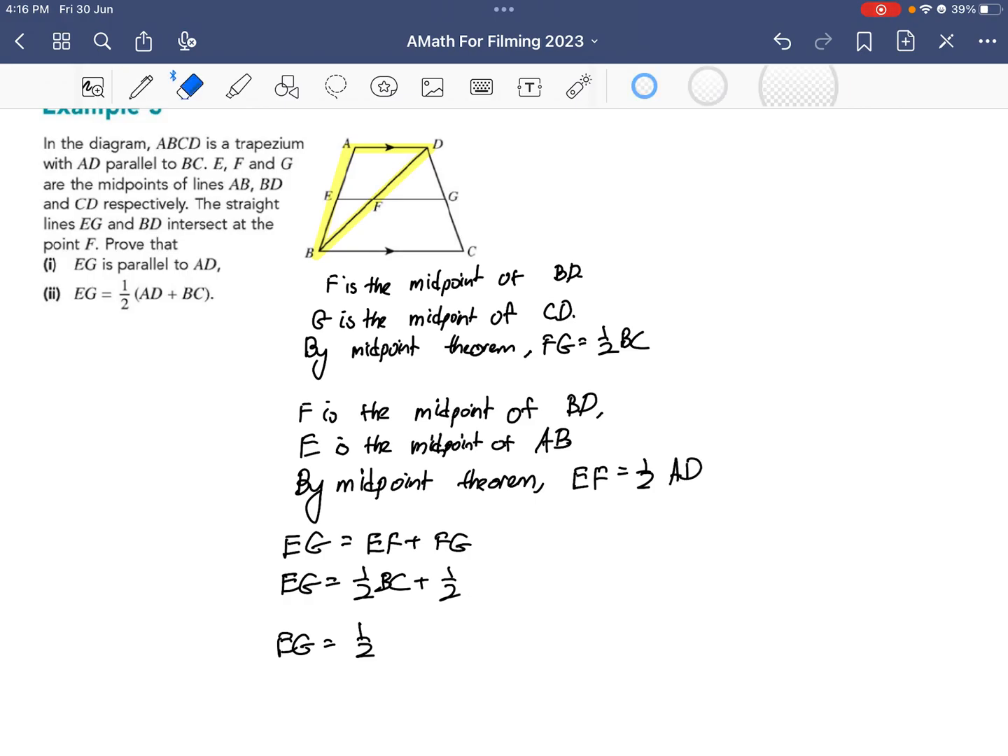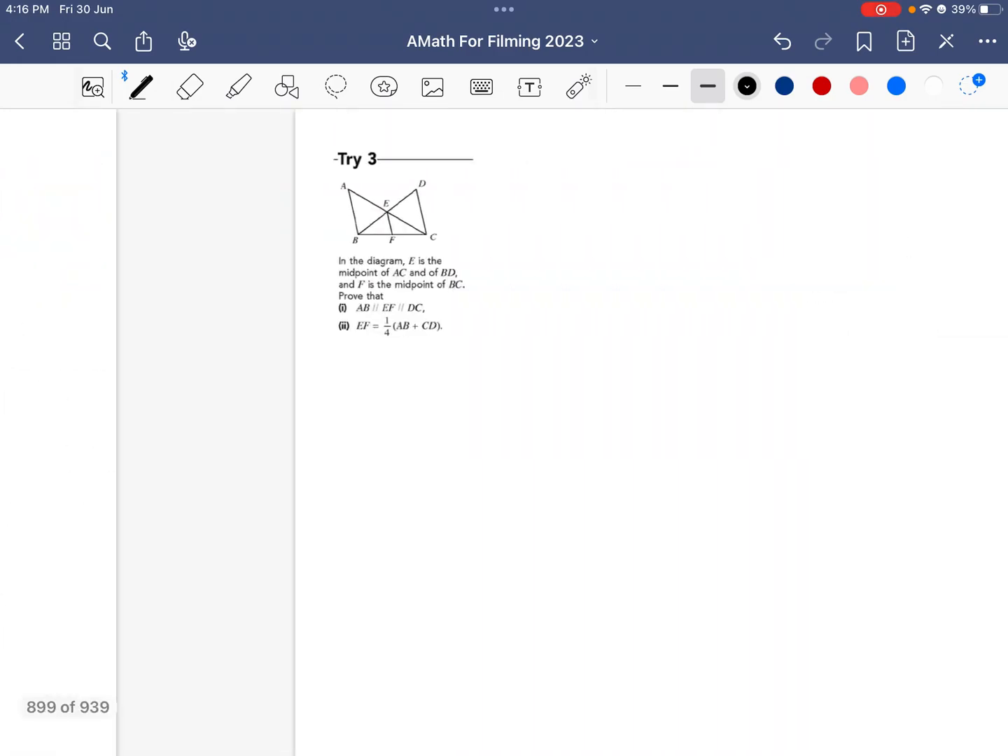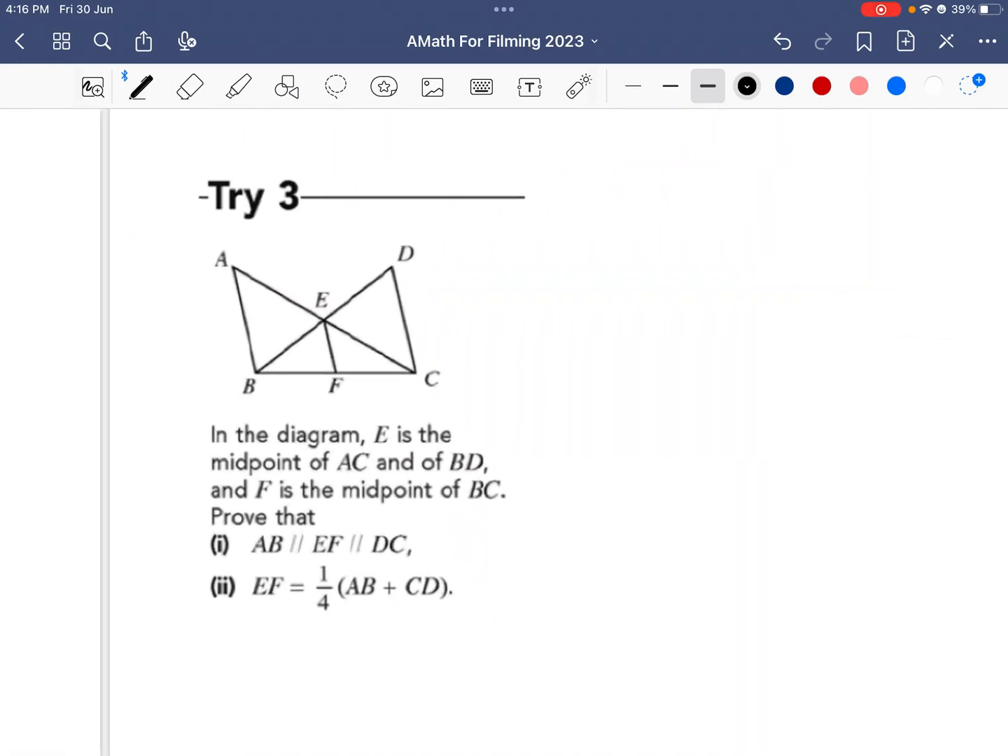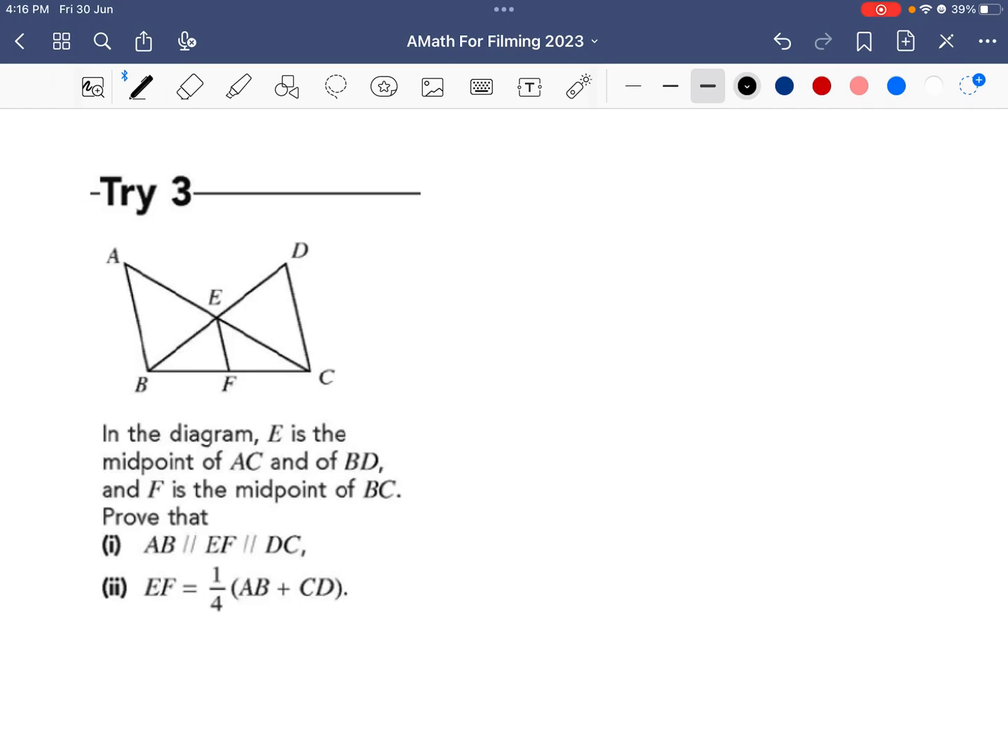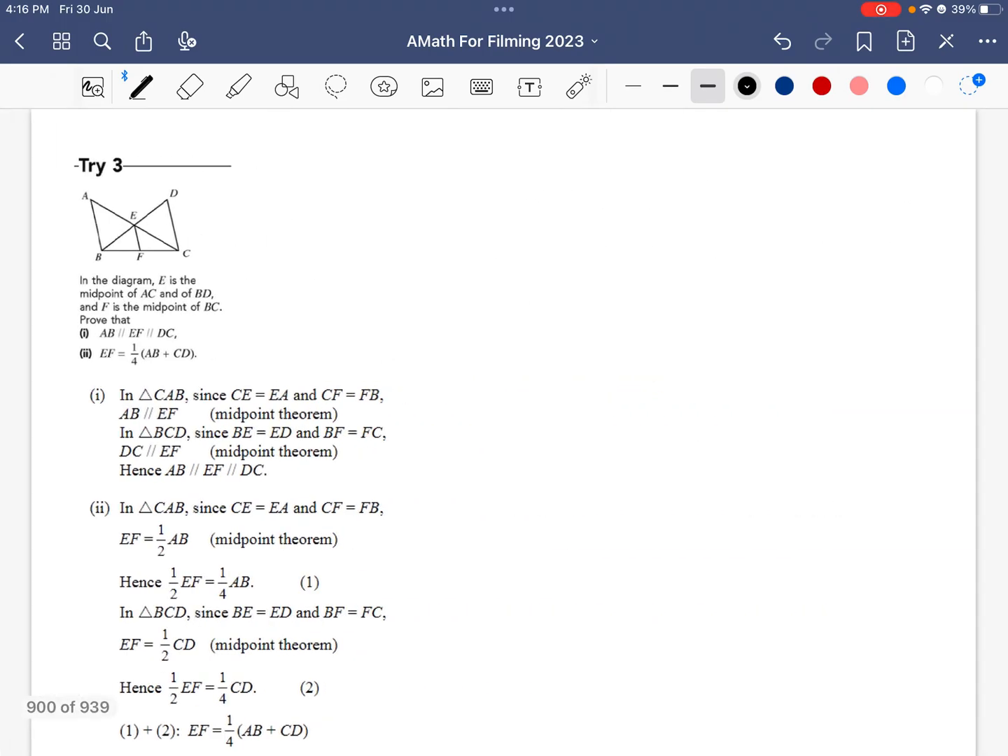So what we have here is half of BC and half of AD. So I get BC plus AD. Or if you write it the other way around, it's half of AD plus BC. So I have shown. Okay, do pause the video and try 3 before I give you the answers to this.